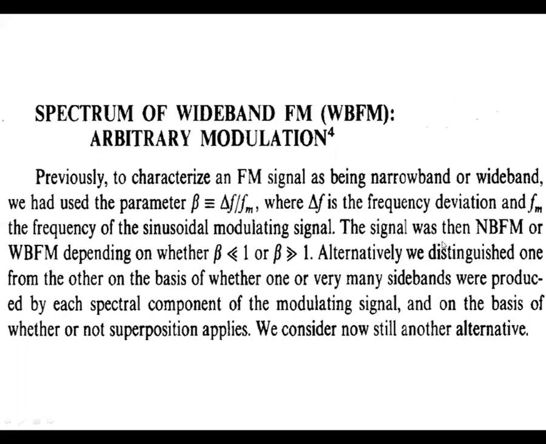So whether the signal is narrowband FM or wideband FM depends upon whether beta is far less than 1, that is narrowband FM, or beta is far greater than 1, that is wideband FM. Alternatively, we distinguish one from another on the basis of whether one or many sidebands are there. For narrowband FM, beta value is far less than 1. Wideband FM, beta is far greater than 1. You have to remember that.